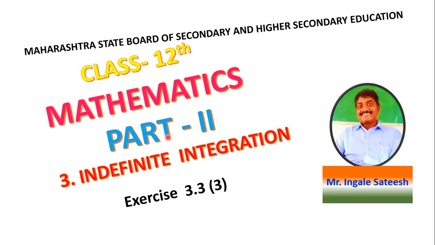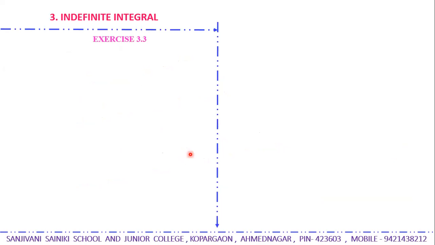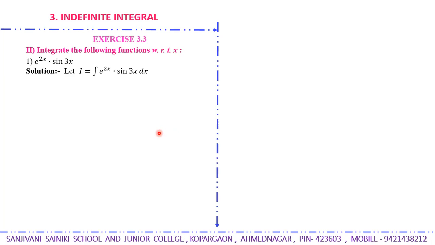Today we will continue exercise 3.3 from integration by parts. This is our third lecture, and the first problem is: integrate the following with respect to x, e raised to 2x into sine 3x. So let I be equal to the integration of e raised to 2x into sine 3x.